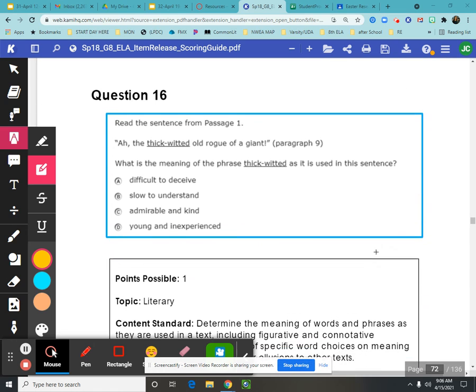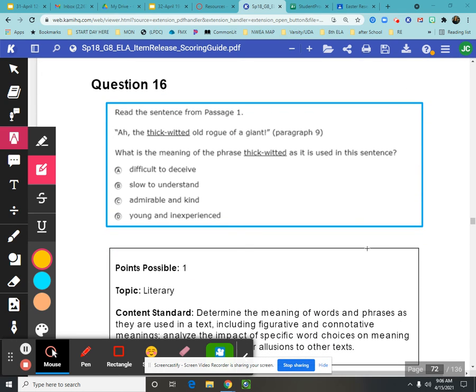Question 16. In passage 1, paragraph 9, the thick-witted old rogue of a giant. What is the meaning of the thick-witted as it is used in this sentence? Again, this is just a vocabulary thing, determining the meaning from the context. A, difficult to deceive. B, slow to understand. Yes, A's and B's. C, admirable and kind. We got a C. D, young and inexperienced. So we had A, B's, and C's here.